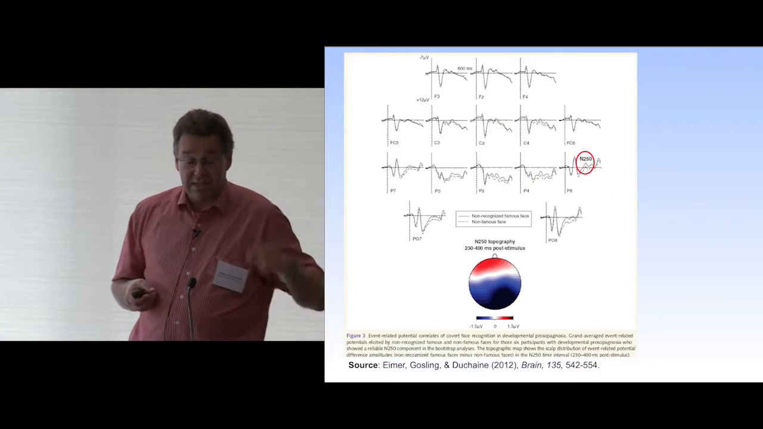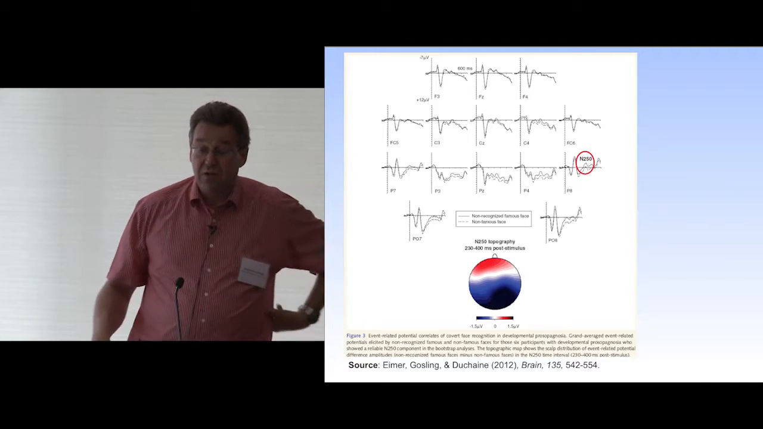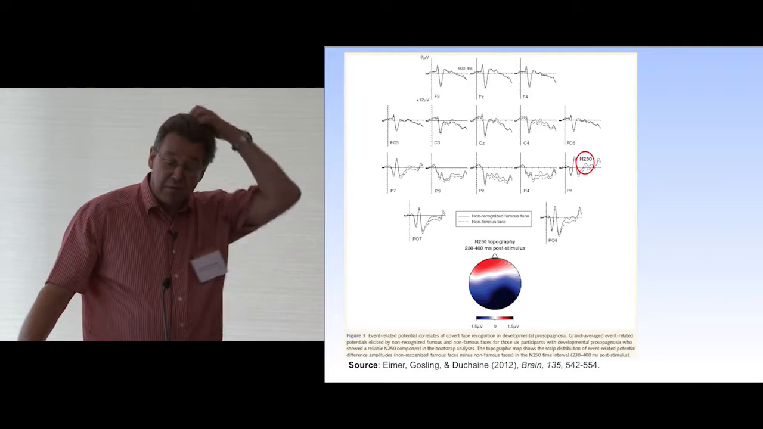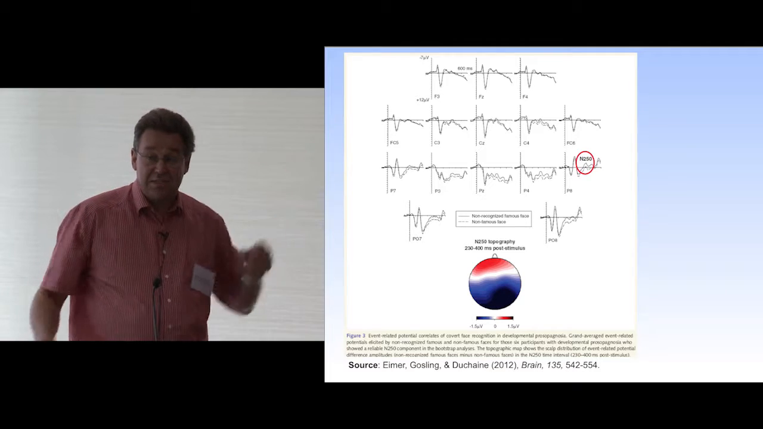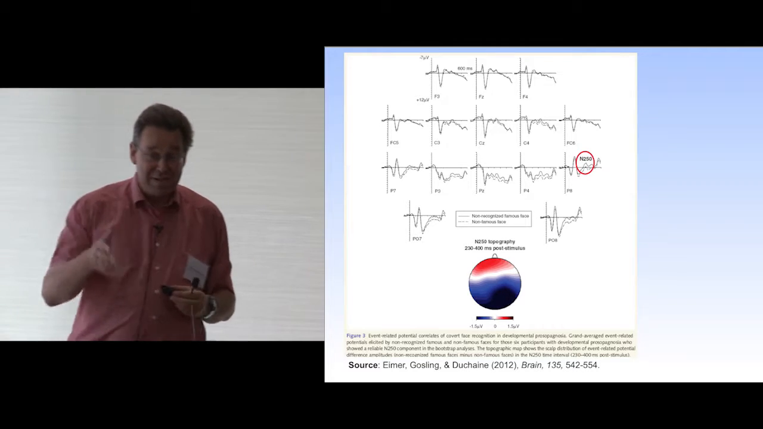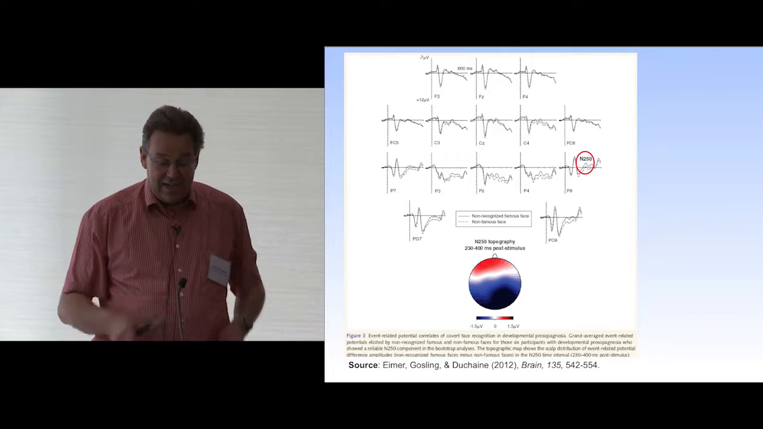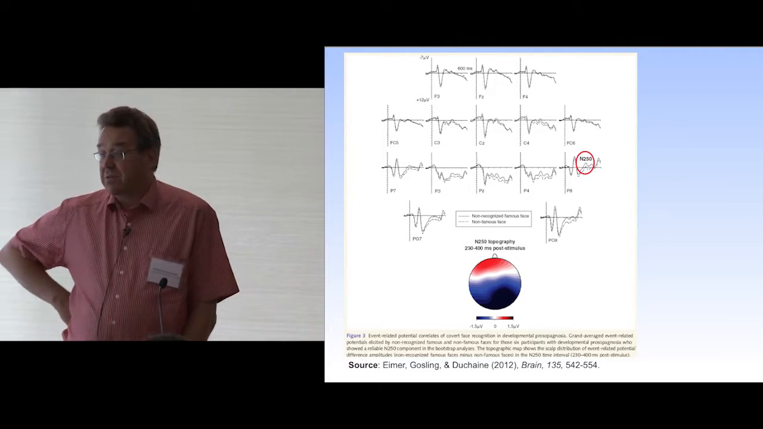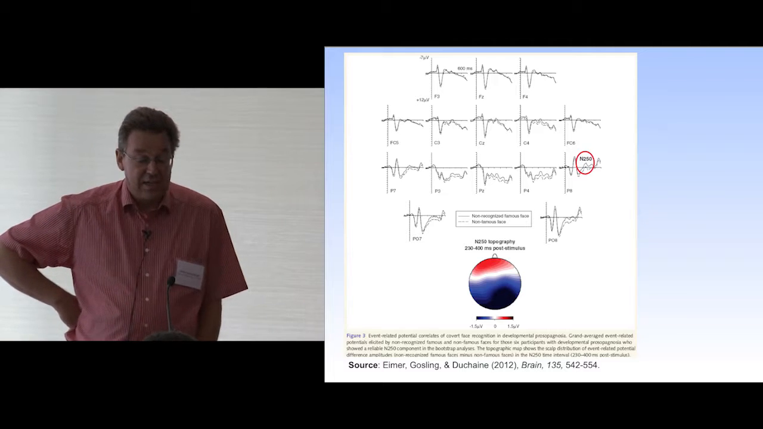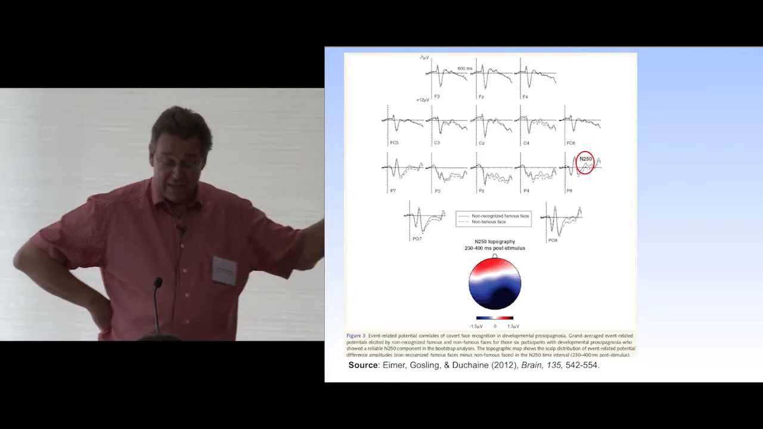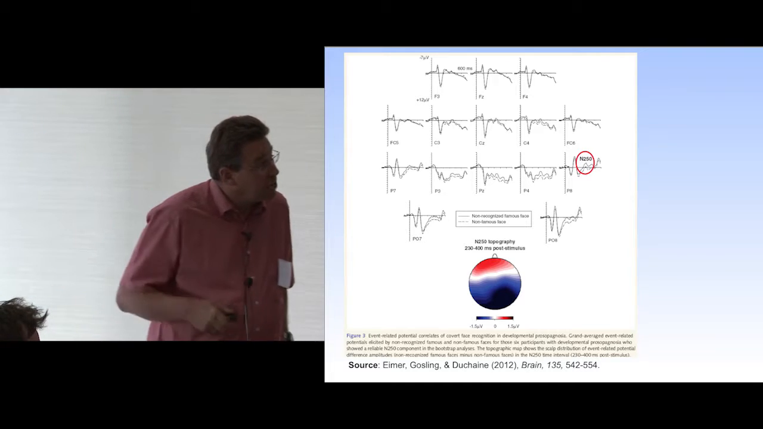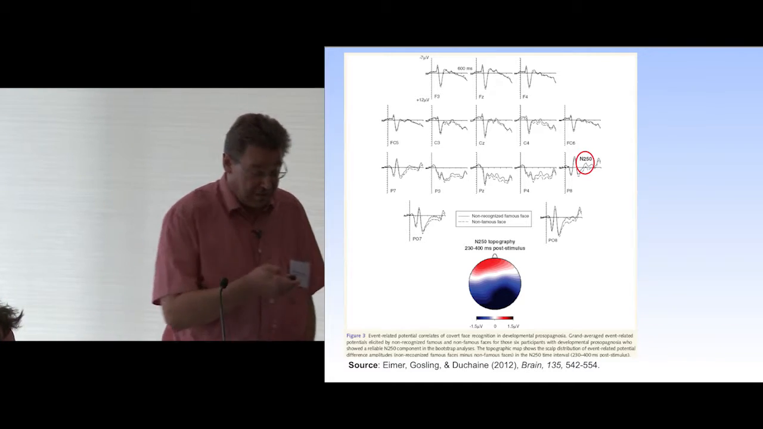There's also evidence that the N250 indexes covert face recognition of familiar faces in cases of developmental prosopagnosia. And this study is from the London group around Martin Eimer and also Brad Duchaine, and it reports data from no less than 12 individuals with developmental prosopagnosia. And in 6 of those individuals, these are the data from them, non-recognized famous faces triggered an occipitotemporal N250 component.